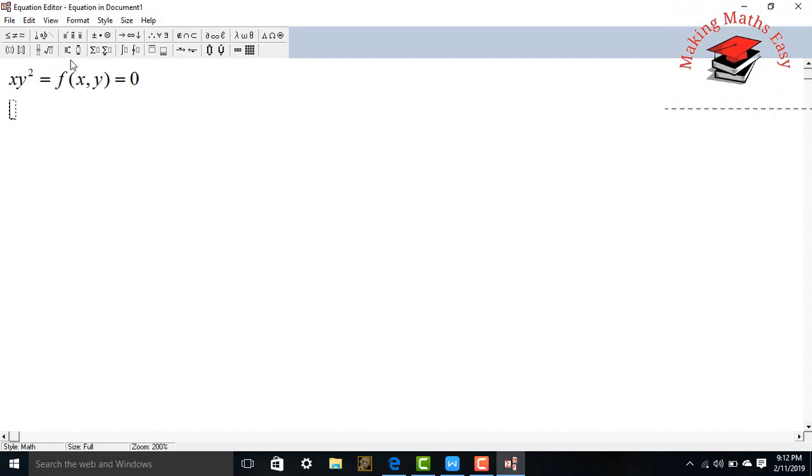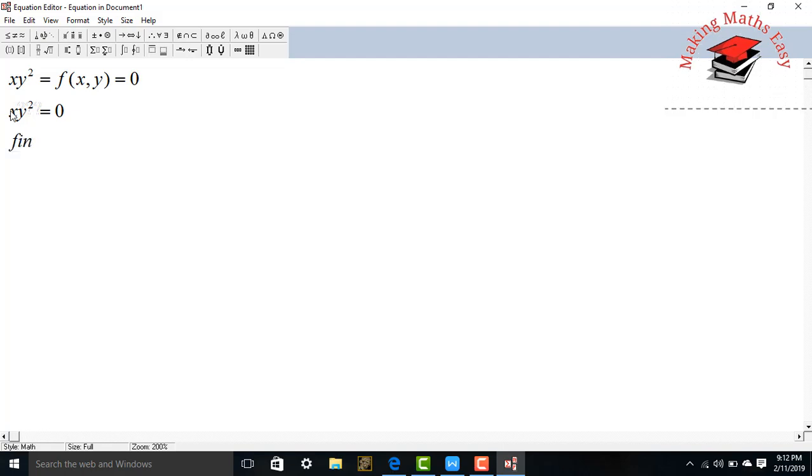So let's solve the function. My x y square is equal to 0 in this case. We will differentiate, find dy by dx. In the exam it will ask you to find dy by dx, and then we should think we have to differentiate with respect to x, not with respect to y. If it is dx upon dy, we have to differentiate with respect to y. If it is dy by dx, we have to differentiate with respect to x.